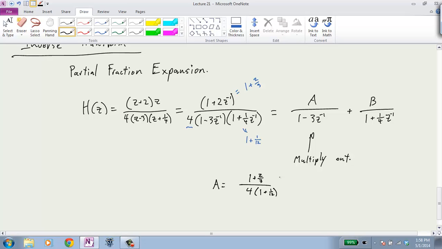Now for B, I would do the same type of thing. I would cover up this second term here and plug in z inverse equals -4, because z inverse equals -4 would make this term 0. So plug it into the rest, and you get something like this: 1, and now I'm plugging in -4, so it's 1 minus 8.